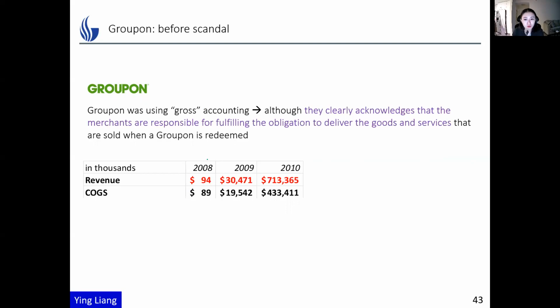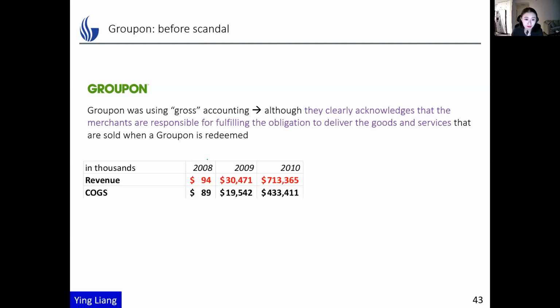In more formal words, they clearly acknowledge that the merchant, Costco in this case, is responsible for fulfilling the obligation to deliver goods or services. It's not Groupon. So Groupon is purely an agent. It should use net accounting. However, Groupon had been using gross accounting before they went public. Why is that? Because they wanted to boost up revenues to have a higher valuation. These three years, 2008 to 2010, are the gross accounting presentation for Groupon. And this caught the SEC's attention.